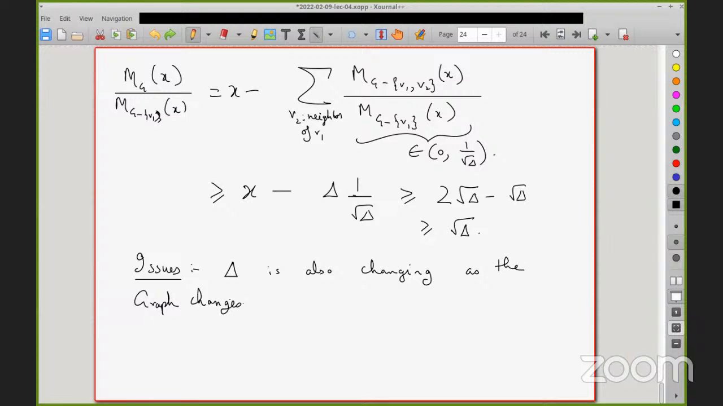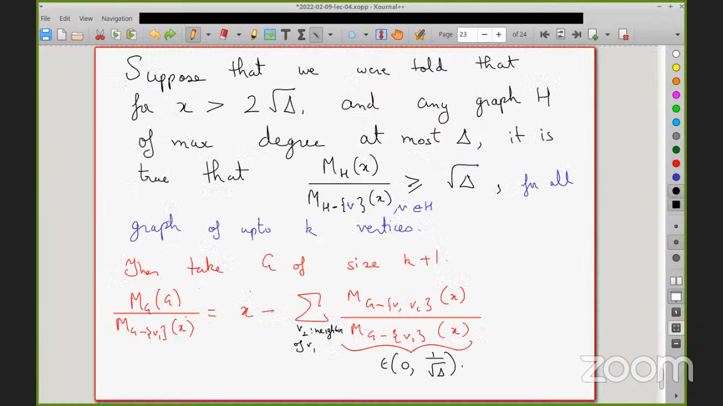Okay, but let's notice one thing. If for all x bigger than 2 root delta it is true that this mgx over mhv minus x is bigger than root delta, then just by telescoping this, you get that this number is also positive for all these x, right? So there cannot be any root bigger than 2 root delta, if you keep doing this until you get to the smallest graph. Then this ratio always has the same sign for all these large x. So this polynomial always has the same sign for all the x that are bigger than this. Its sign doesn't change, which means that it cannot have any roots beyond 2 root delta.